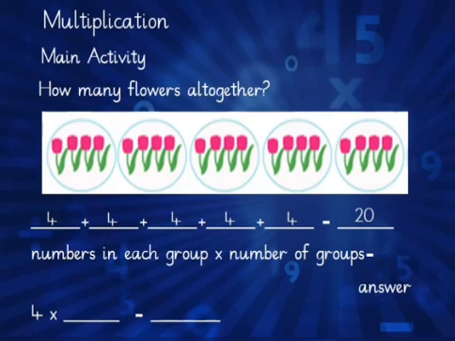Children, the number in each group means flowers in each group, and we have 4 flowers in each group, and we have 5 groups of flowers. The sign of cross is the sign of multiplication. We will place the relevant values to make a multiplication sentence. 4 multiplied by 5 is equal to 20. We need to have the same number of things in each group for making such a multiplication sentence.